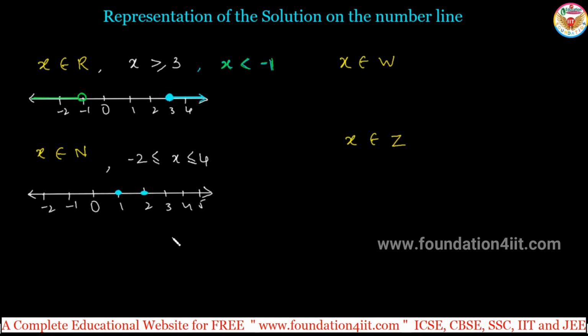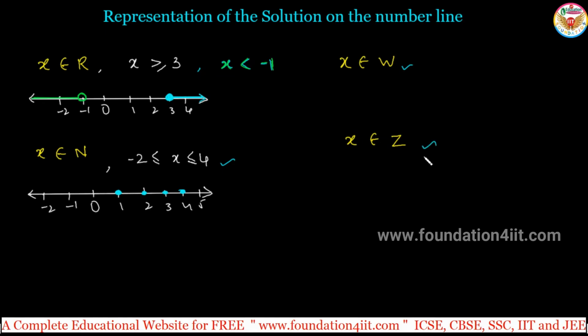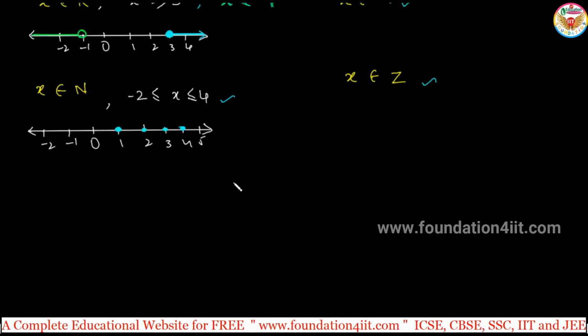1, 2, yes, 3, 4. Between minus 2 to 4, the natural numbers are only 1, 2, 3, 4. So from the solution set, we can represent even whole numbers, integers also the same. First, we need to find the solution set according to this rule, which is the given replacement set. Based on that, we have to represent it on the number line. We'll see different problems and you'll get a clearer idea about this.